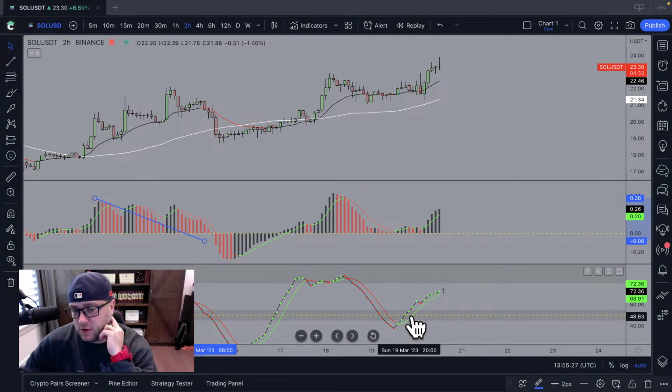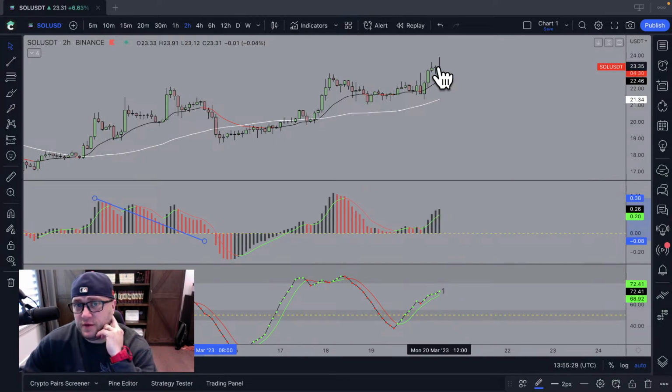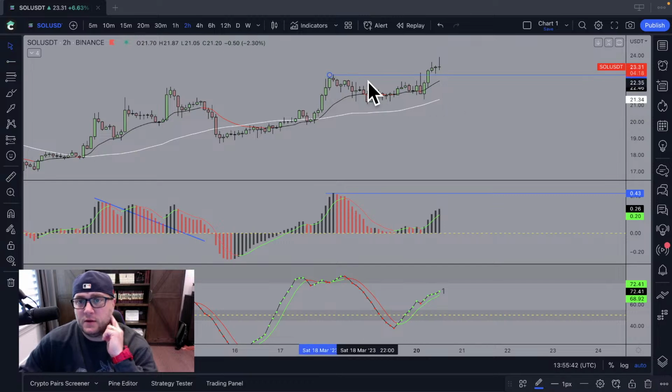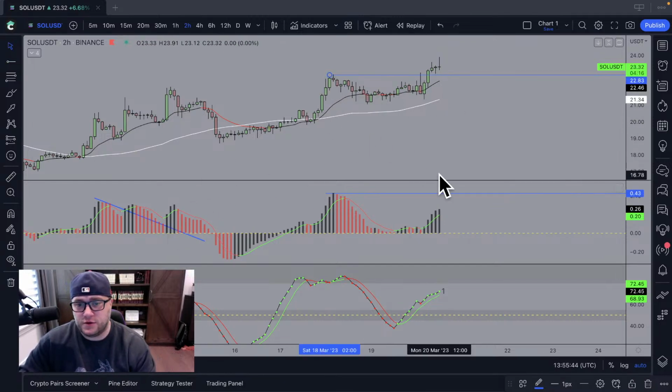Because look, your oscillators are pointing up. So if you do take a long position, I would definitely target a short amount and then get out, because you do have a divergence going on over here.